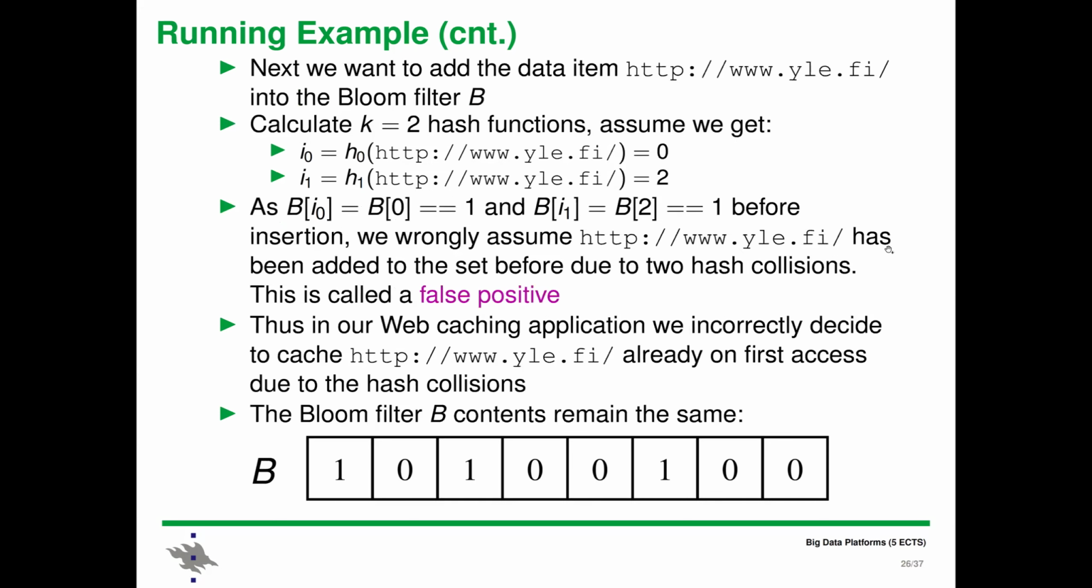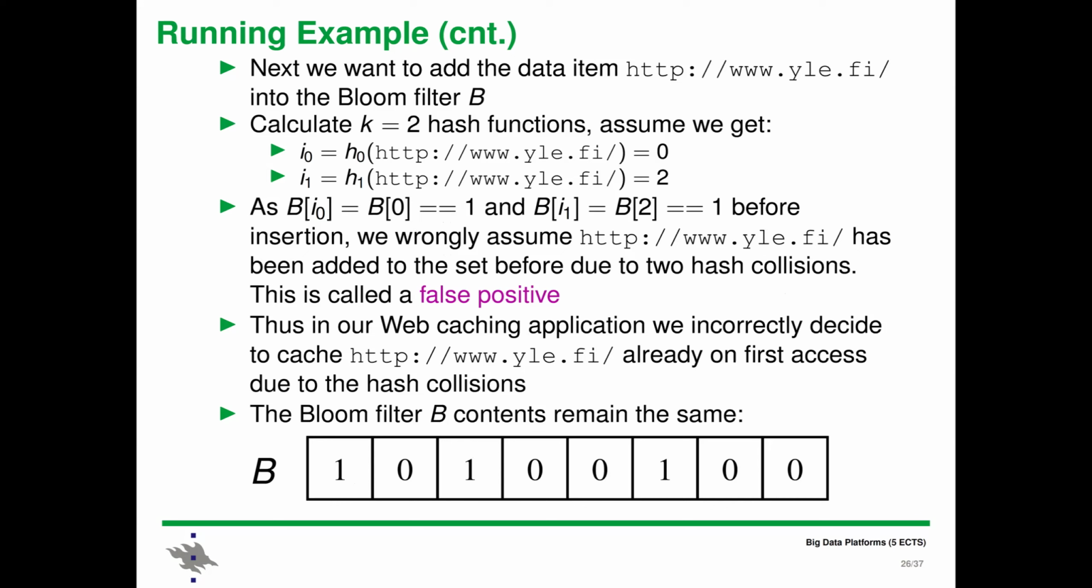Then let's say we add something like www.yle.fi, the Finnish broadcasting company. Let's say the hash functions compute as 0 and 2. Because position 2 is already set as 1, and also position 0 is set as 1, we wrongly assume that this has been added to the set before due to 2 hash collisions.